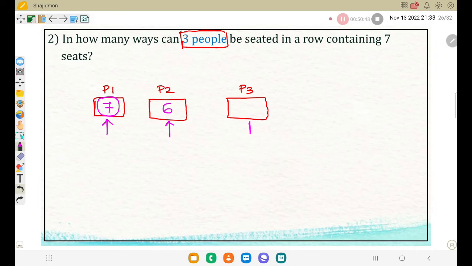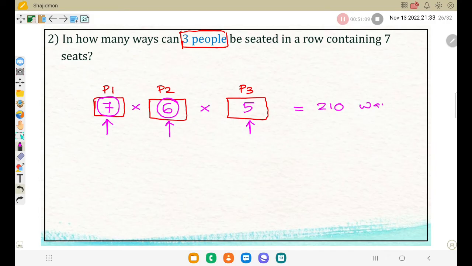Now the third person, how many options are available? The first person sat in one seat, the second person sat in another seat, so 2 seats are gone. So how many seats are left now? 5 seats are left. So totally how many ways can they sit? 7 multiply 6 multiply 5, correct? So how many options are we getting?